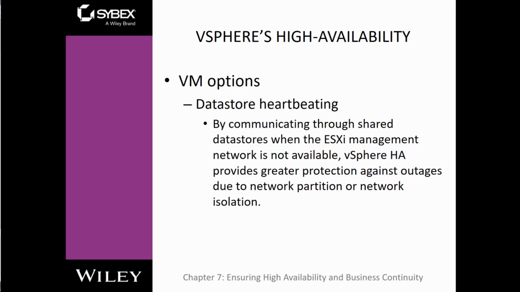Datastore heartbeat, we already kind of talked about, not super in depth, but a little bit. This deals with communication through shared datastores when the ESXi management network is not available. So let's assume that we have a management network that's also acting as the primary data network, and you also have a vMotion network, and you also have an iSCSI network. Well, the datastore heartbeat will be allowed to send those heartbeats through iSCSI instead of through the primary data network.